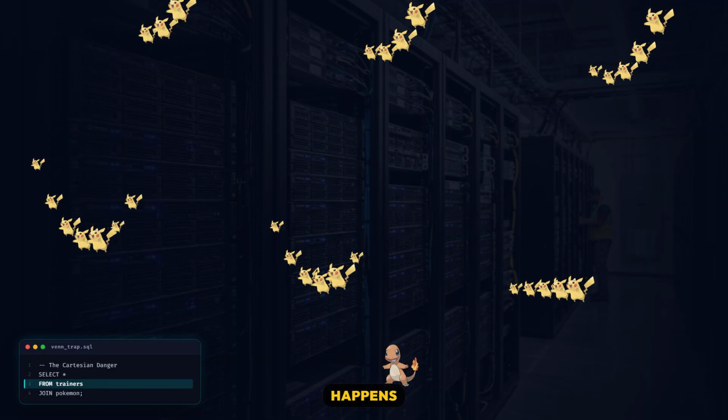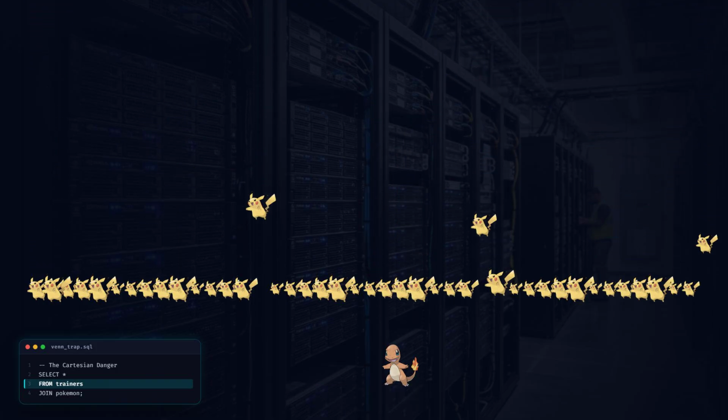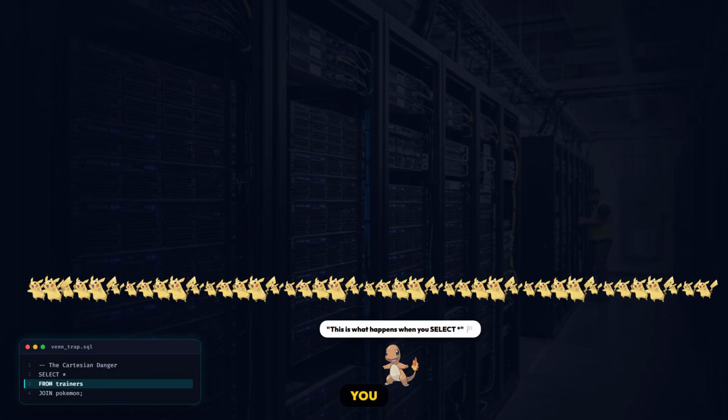But what actually happens when you have a one-to-many relationship? What happens when you try to join 10,000 Pokemon trainers with 10,000 Pokemon? Well, if you do this wrong, you don't get a clean overlap. You're going to trigger a Cartesian cloning disaster that'll create 100 million rows and completely melt your database RAM.